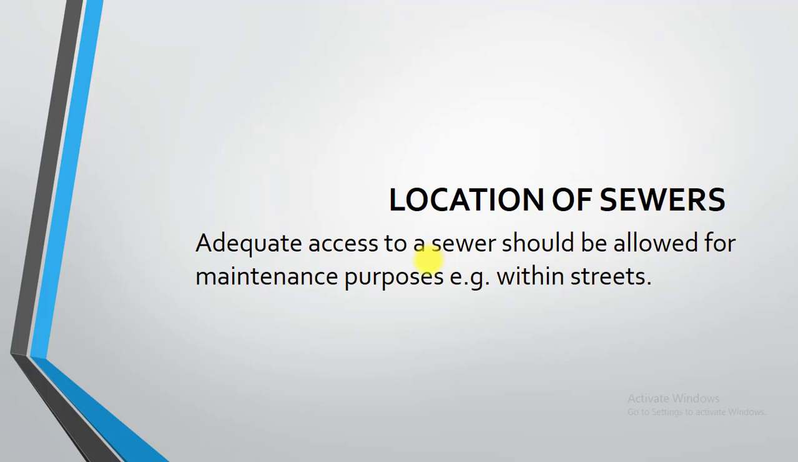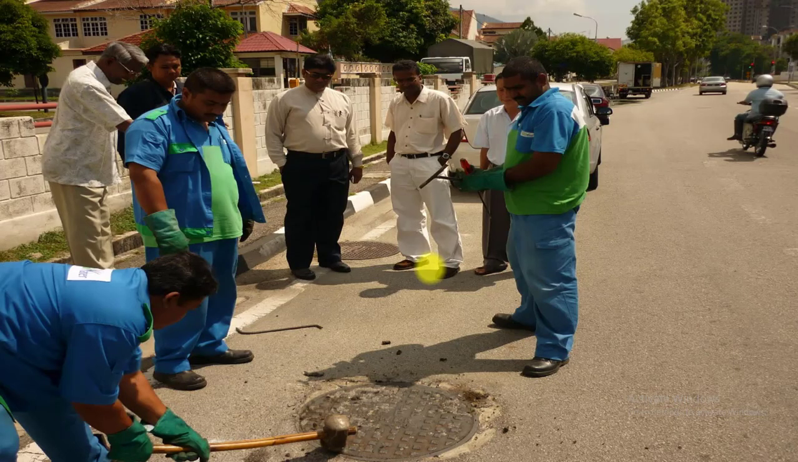Location of sewers: they have to be placed in locations that allow for maintenance purposes. So the best location of sewers is within streets. Normally sewers or pipelines move with the street, or are governed by the street directions, by the street network, the road network in the city. So this is the most proper and adequate place to be located.